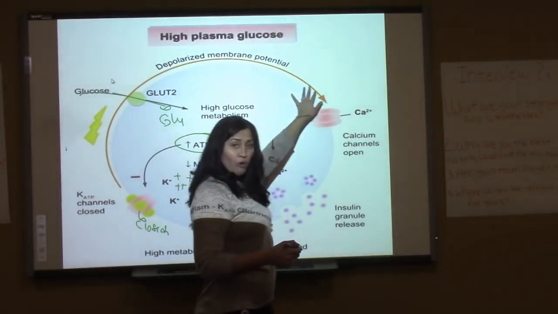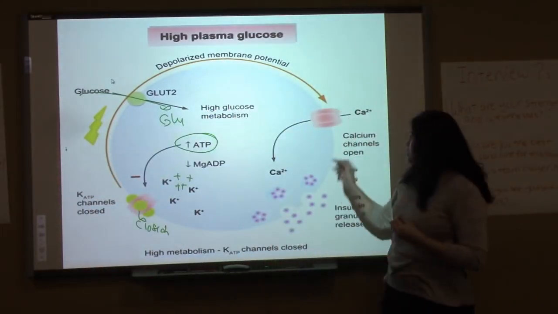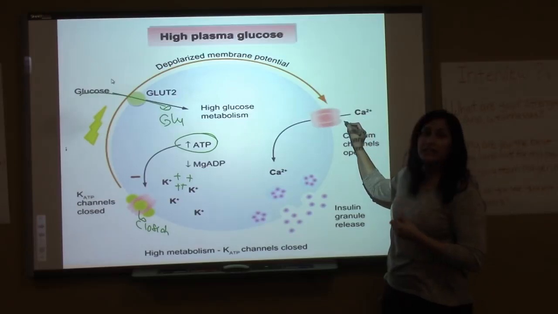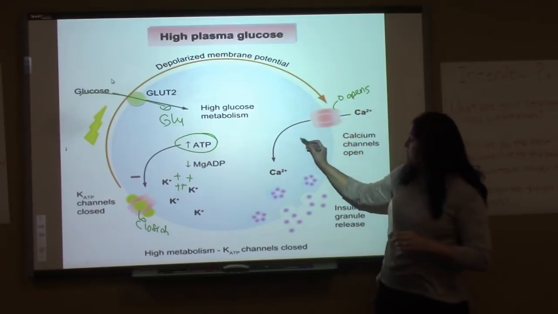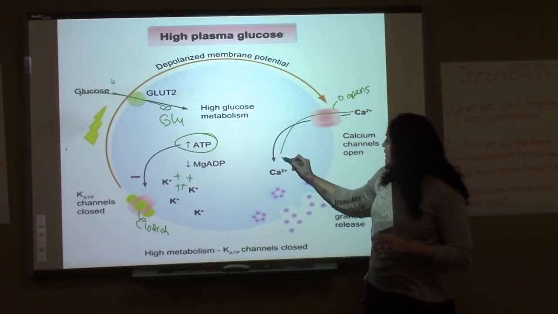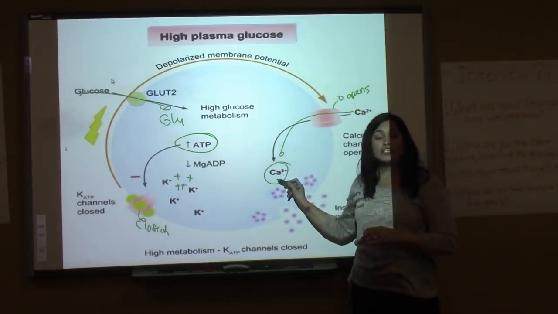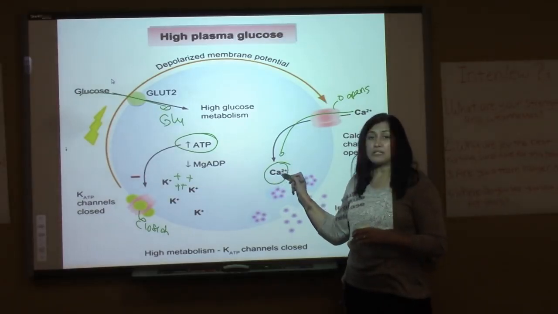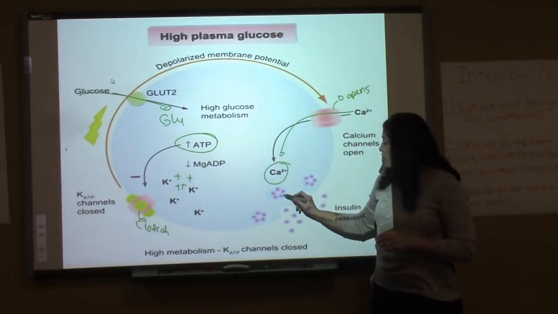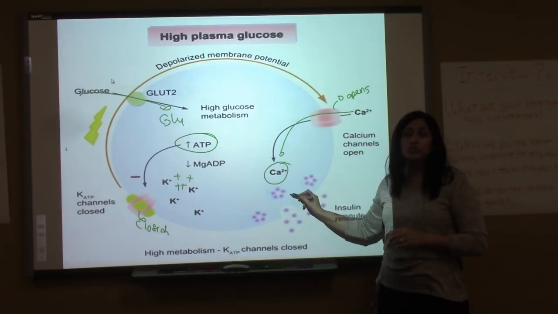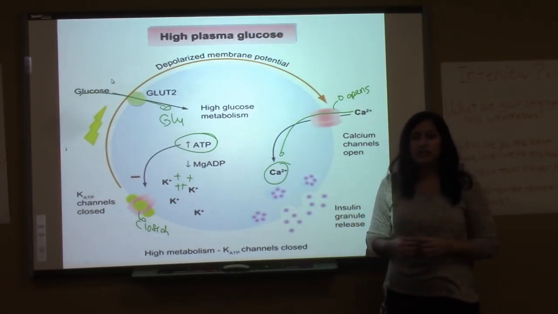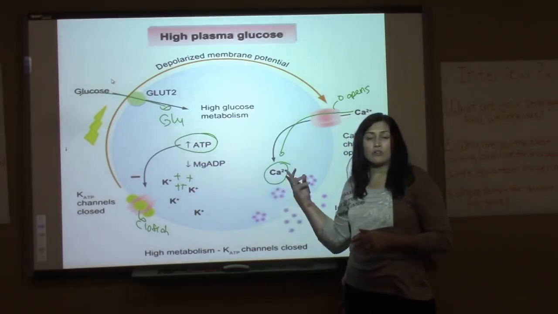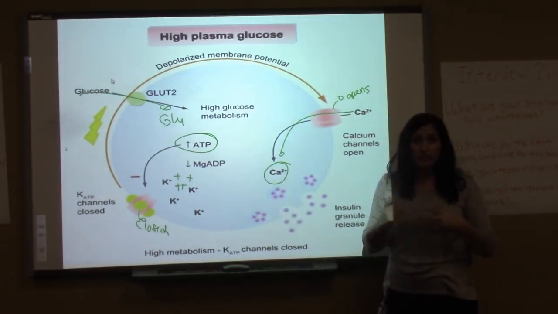Because the membrane is depolarized, that depolarization causes the voltage-gated calcium channel to open up. Because this channel opens, calcium is now able to come into the cell. Now, because calcium has come into the cell, it causes these insulin vesicles to exocytose. So calcium causes exocytosis of insulin. And this is how the beta cell releases insulin. Let's go through it once more.